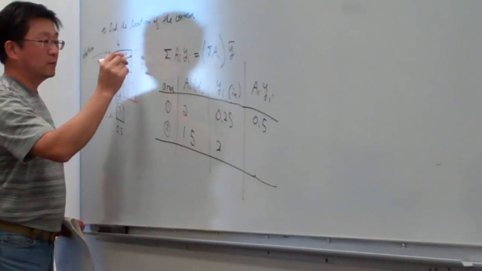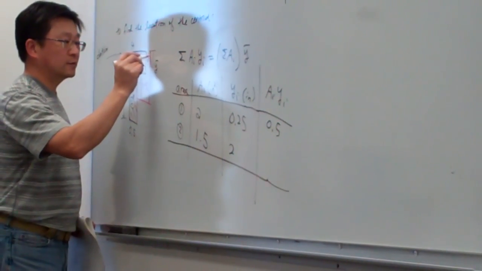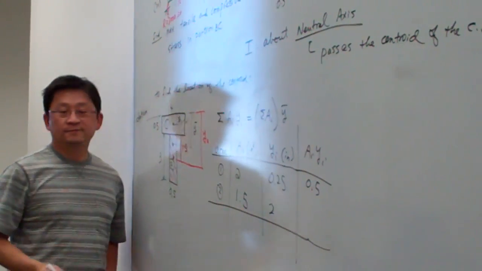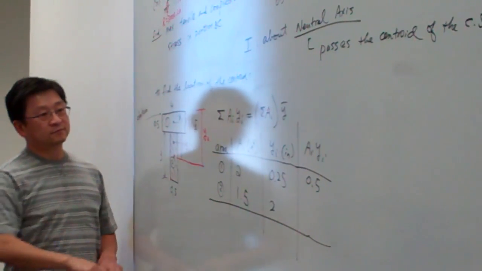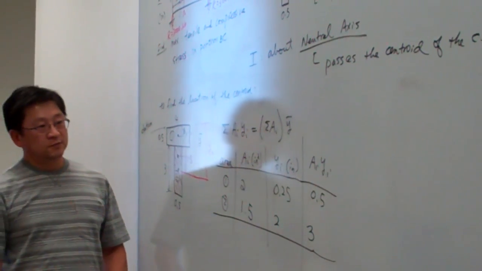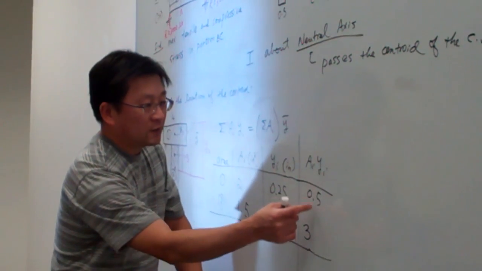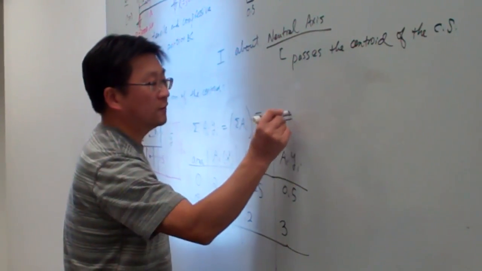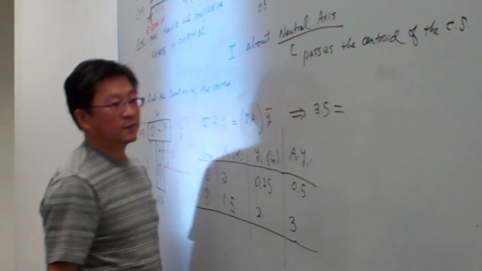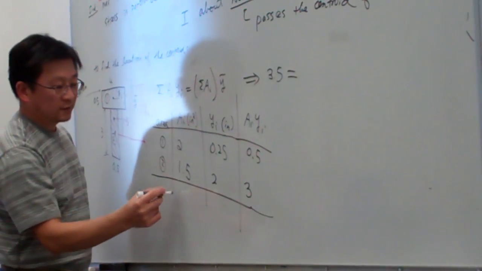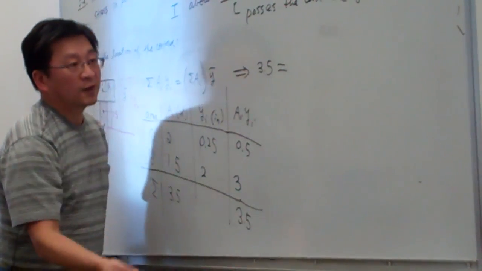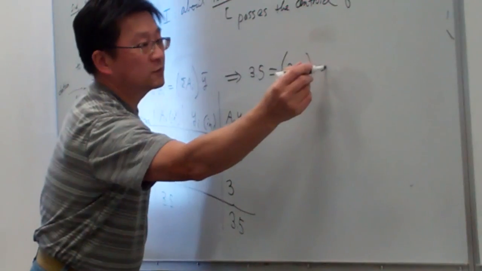This is the Y2 we're looking for. Let me do this one to here. This is the Y2 we're looking for. Okay. And now this multiplied together is 3. So therefore, here the summation of the AiYi is 3.5 and equal to the total area. This is the summation here. The total area is 3.5. This is 3.5 and equal to 3.5 times y bar.